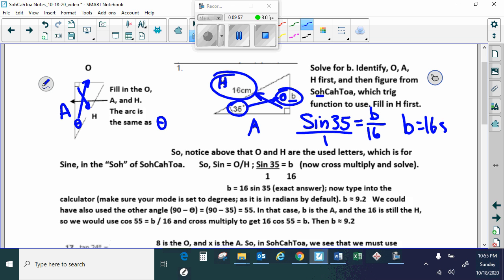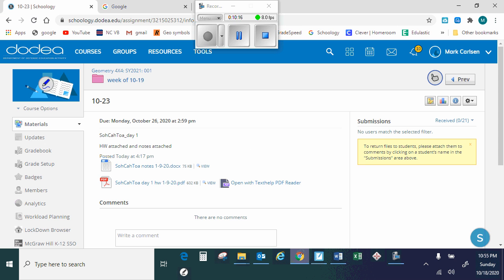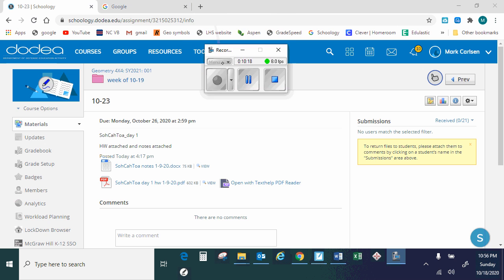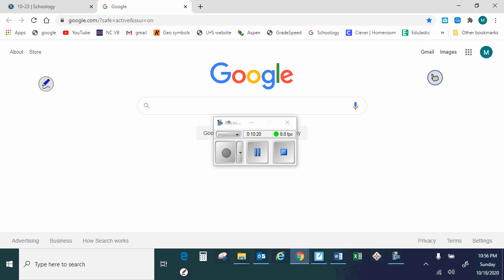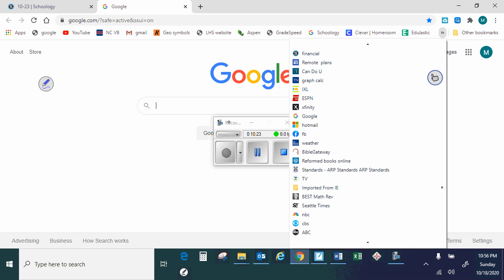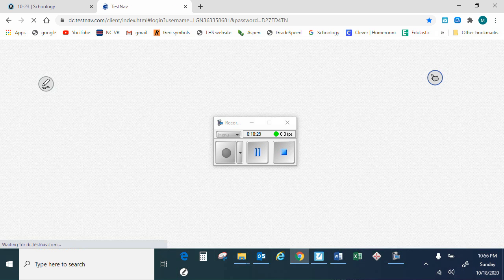equals 16 sine 35. Okay, this is called the exact answer because I haven't put it in the calculator yet and rounded it. If it wants the approximate answer, then I plug that in the calculator: 16 sine 35. Now, let me bring this up. Let's go to the graphing calculator. Where did I have it? I already have it up there.